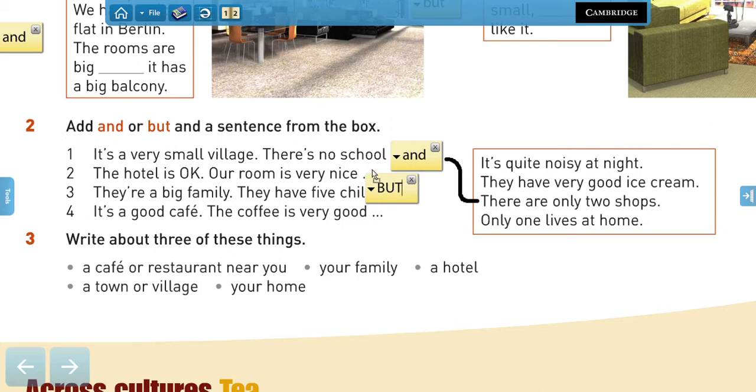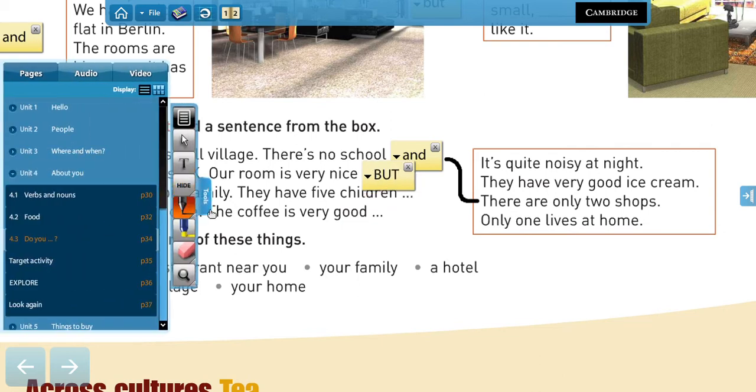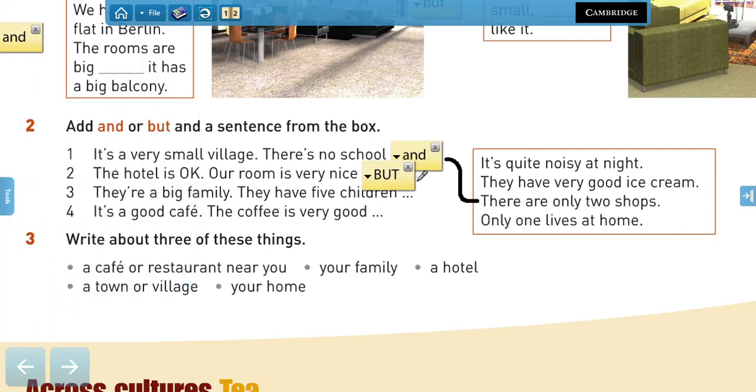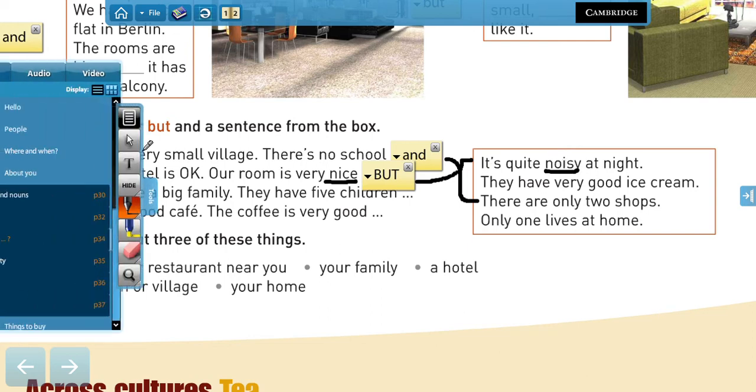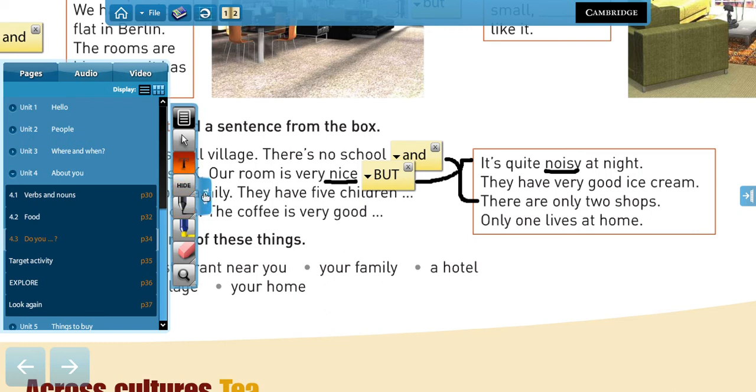But our room is very nice, but it's quite noisy at night, right? So we have a positive idea, something that's nice, a positive adjective, and then we have noisy, which is something negative, right? Then we have number 3.